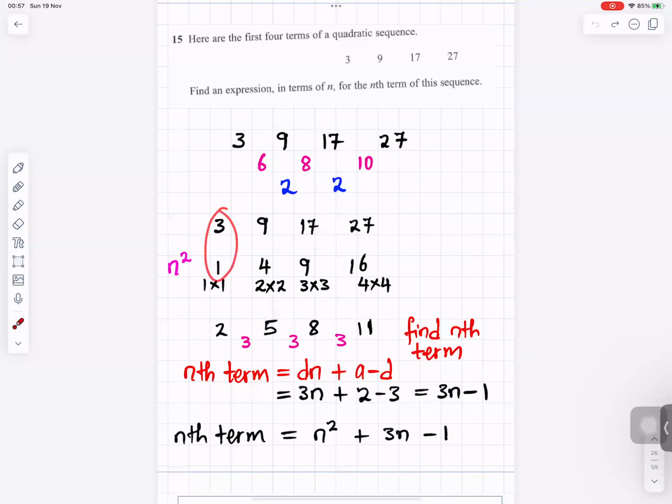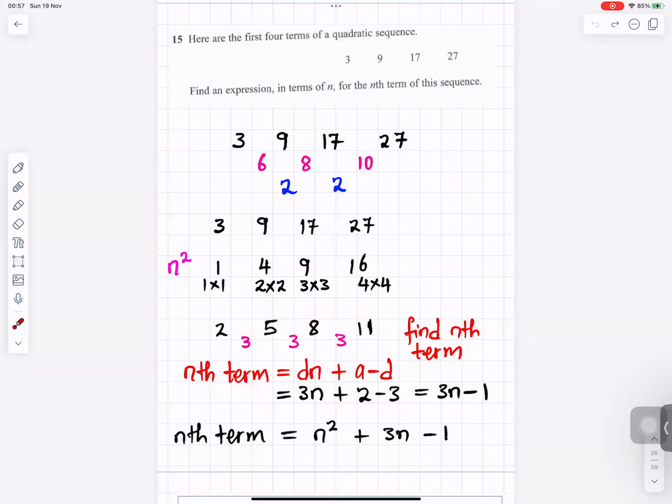3 minus 1 is 2. 9 minus 4 is 5. 17 minus 9 is 8. 27 minus 16 is 11. And the differences: 5 minus 3 is 2. 5 minus 2 is 3. 8 minus 5 is 3. 11 minus 8 is 3.